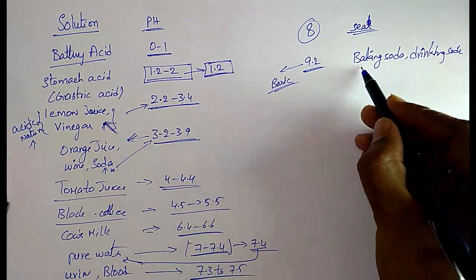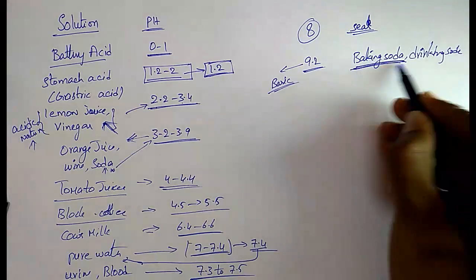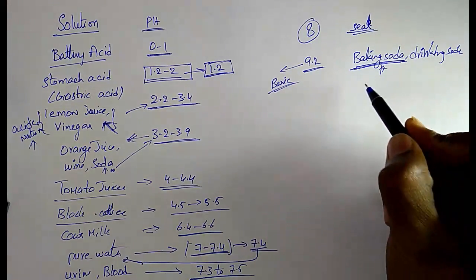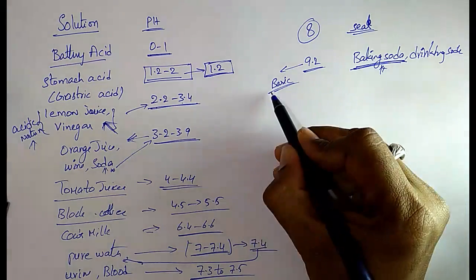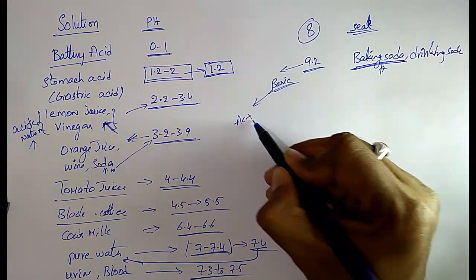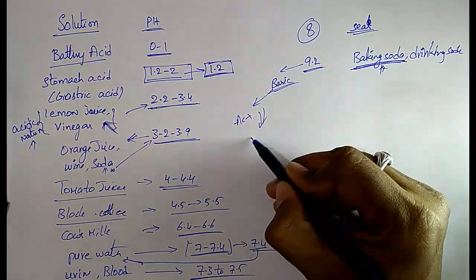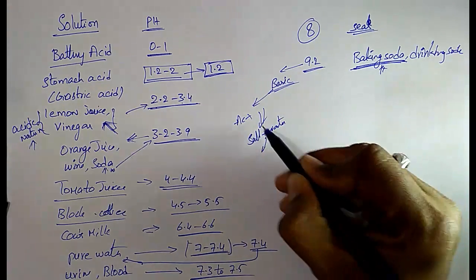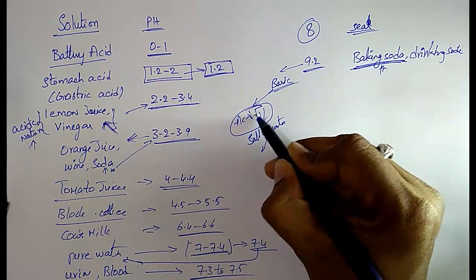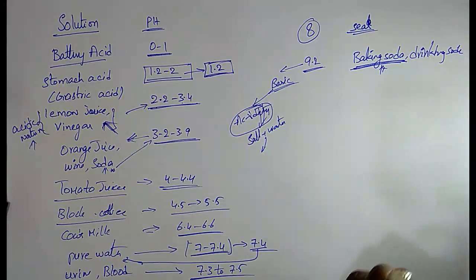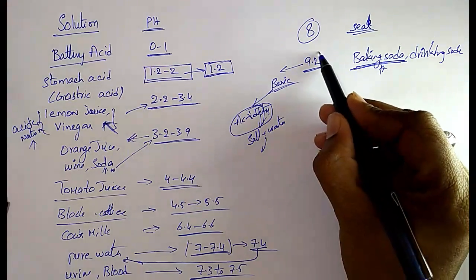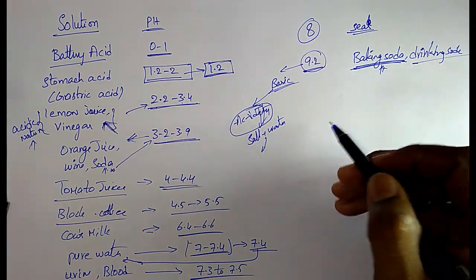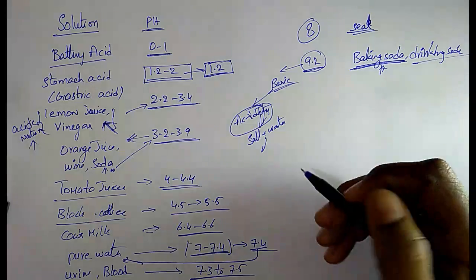So we can recommend a small amount of this basic soda for acidity patients. Whenever a base and an acid combine, we know that we will get salt plus water. So the acidic nature will be nullified. So we can recommend baking soda or baking powder or drinking soda for acidity patients.